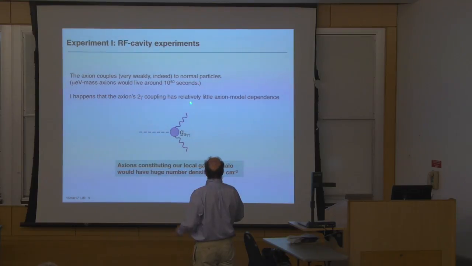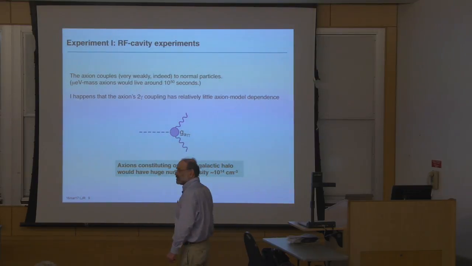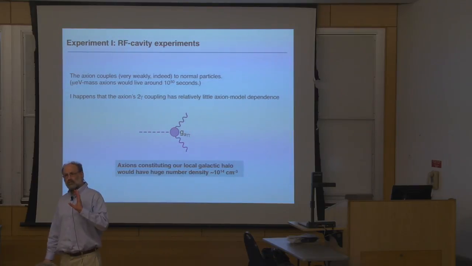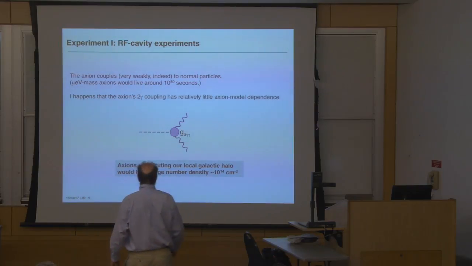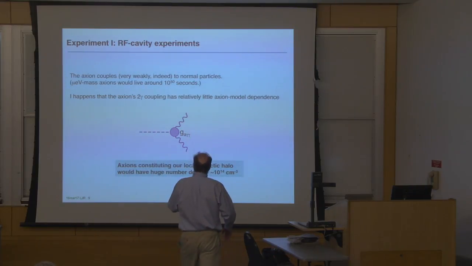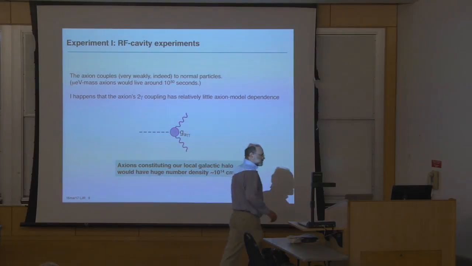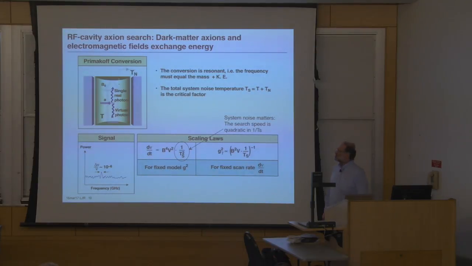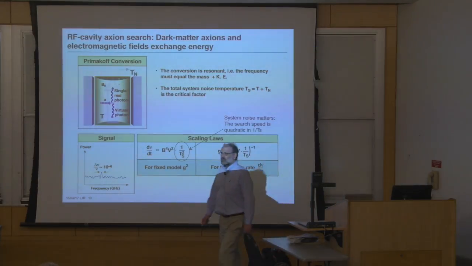And it happens that this coupling of axion, here's the axion to two photons, I have a little blob there, has very little model dependence. It's a great process. I'm not going to go into the reason why. Other processes involving the axion would have model dependence, a lot of it, but this one doesn't. So that's the process that we're looking at, axion coupling into two photons. So it kind of looks like the very low mass version of the neutral pion. And this is how you convert that into a search.